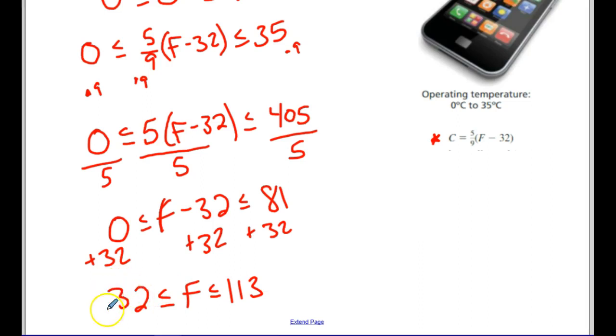Well, for me this makes sense because this is freezing, and I know that my phone and my computer don't work very well when I'm below freezing. And then I know that if it's 113 degrees, which the inside of the car gets to be sometimes in the summer, things don't work as well either. So that actually makes sense, right? I don't have to go back and double check everything. I just have to see, does my answer make sense?